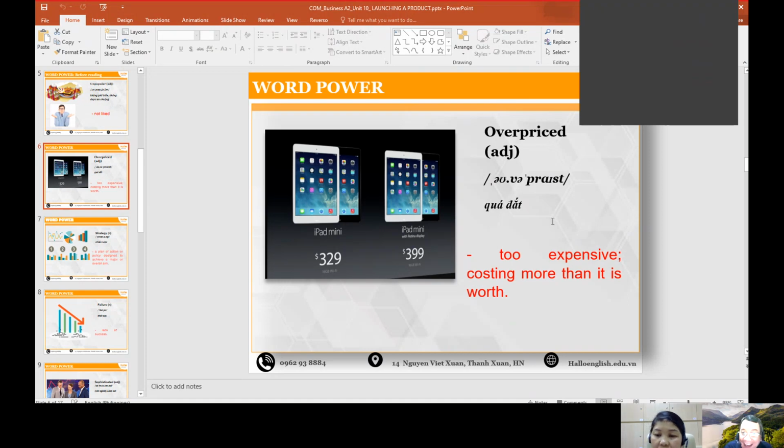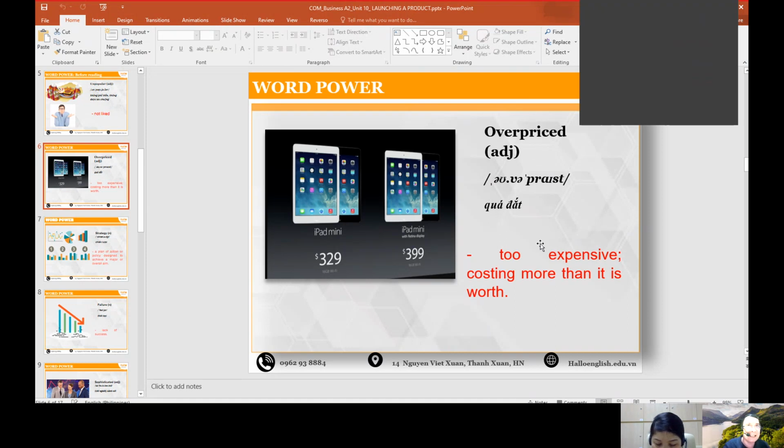Okay, then aside from the word unpopular, we also have products that are overpriced. Yes. So in Vietnam, you call maybe that one, right? So when you say overpriced in English, that means too expensive, costing more than it is worth. So that means it's expensive. You need a lot of money in order to buy that thing. Right? So it's expensive.